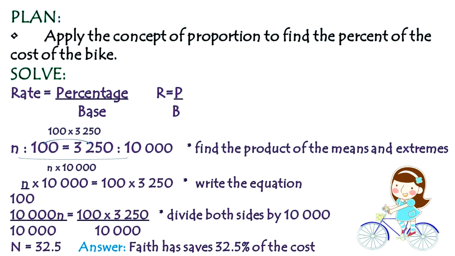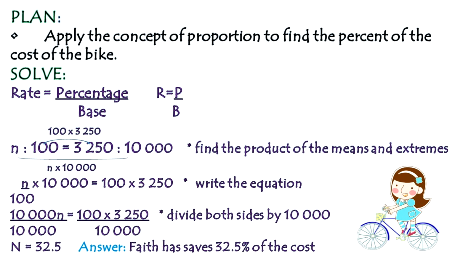And we multiply 100 by 3,250, and we get 325,000. Then both 10,000N and 325,000, we divide by 10,000. So we cancel 10,000 and get N. If we divide 325,000 by 10,000, we get 32.5%. So N is equal to 32.5%. Therefore, Faith has saved 32.5% of the cost.